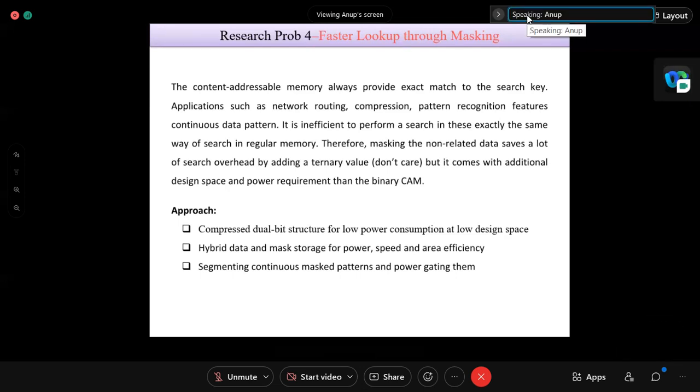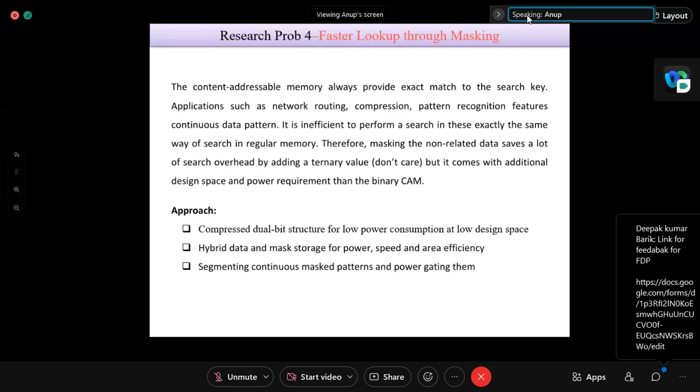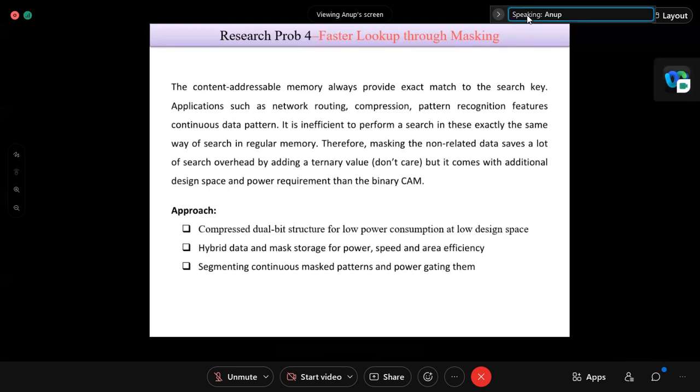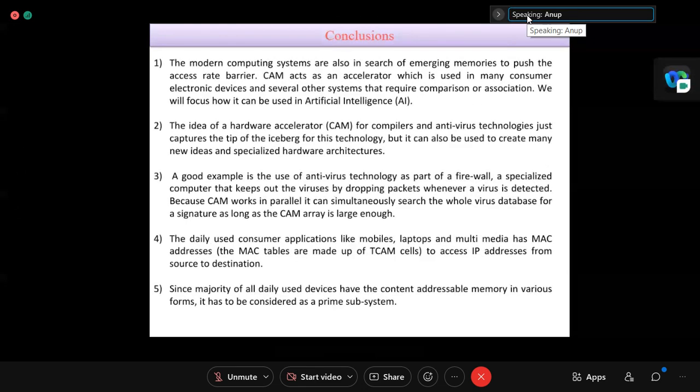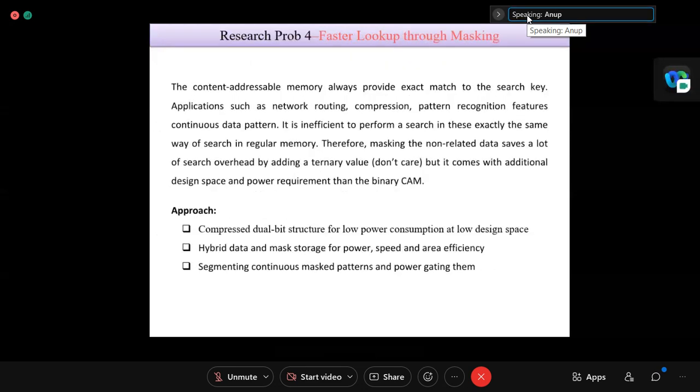So faster lookup. Most of the things we do in a computer are in the memory, in the lookup table. If we are able to go to that specific table or specific row in a faster way, then the computer would be faster and memory location identification would be faster. So let me conclude with these 4 problems.